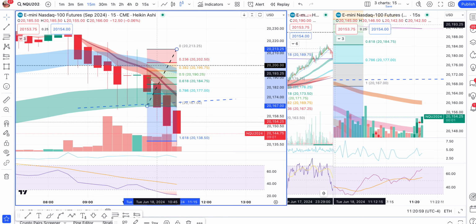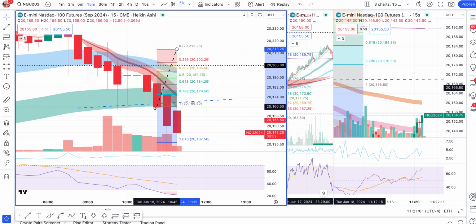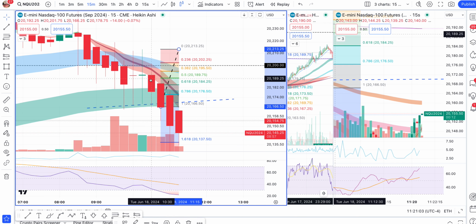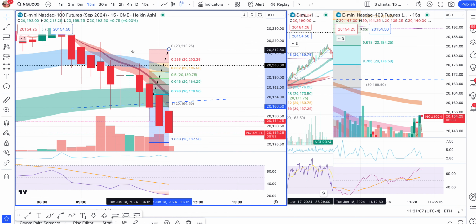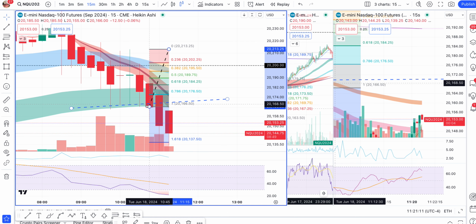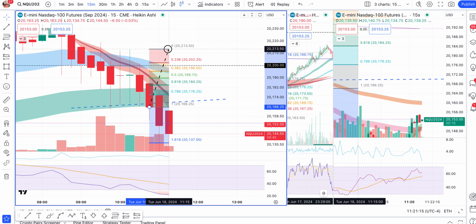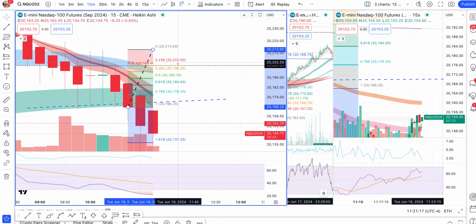I'll use this as the basis for continuation. This was the pullback candle or the pullback candles, and this is the continuation candle. So I'll use the levels off the continuation candle and the top of the pullback levels, okay? And I'm going to see what I can see.